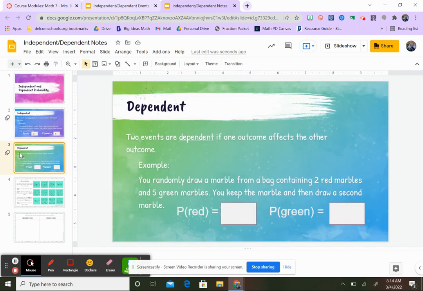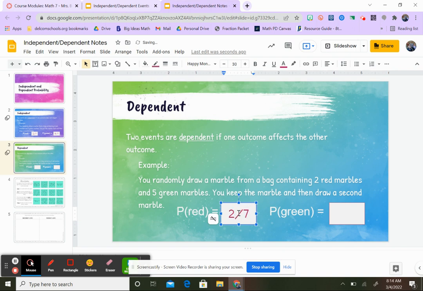Dependent events is when they do impact each other. So this is going to be like me taking out that marble and not putting it back. So the first try, I'm going to have 2 red out of 7. Then because I took 1 out, I'm now left with 6 and 5 of them are green. And so if I wanted to know the probability of getting those at the same time, we would multiply.